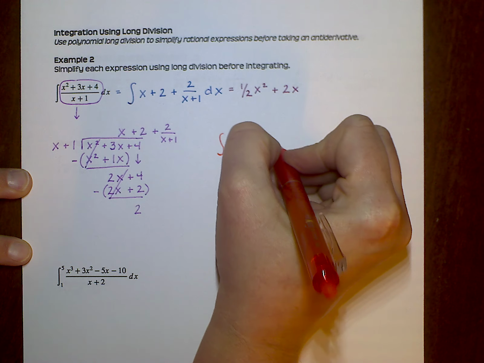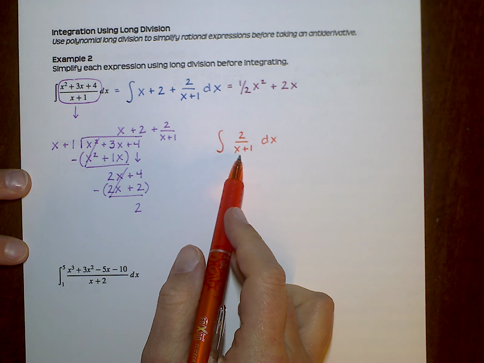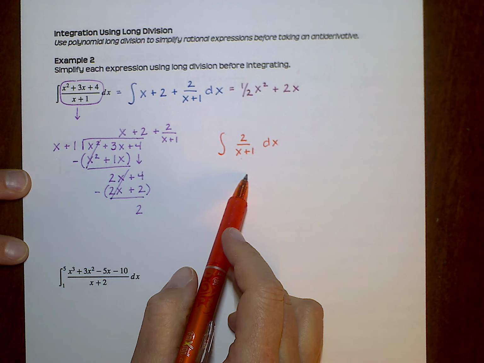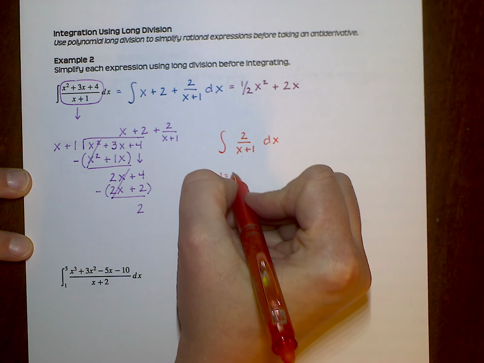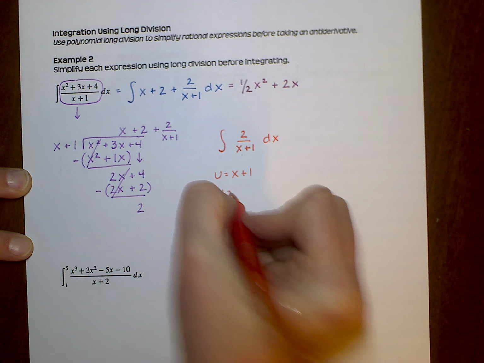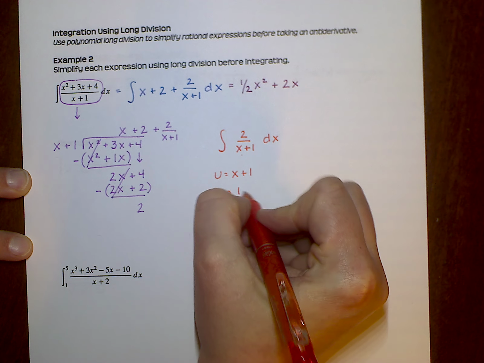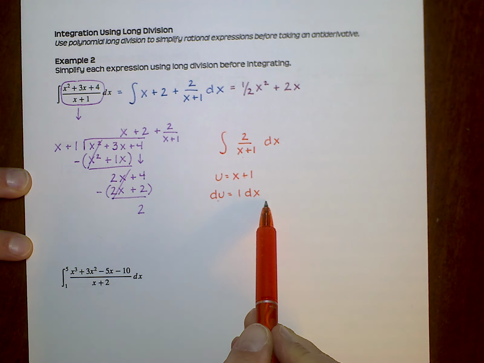Technically, this is a u substitution situation. This is an x plus 1 inside like a fraction function. So I'm going to say, well, let's let u equal x plus 1. Then du is equal to, well, my derivative is just 1 dx, and that's really boring. This just means du is equivalent to dx, right?